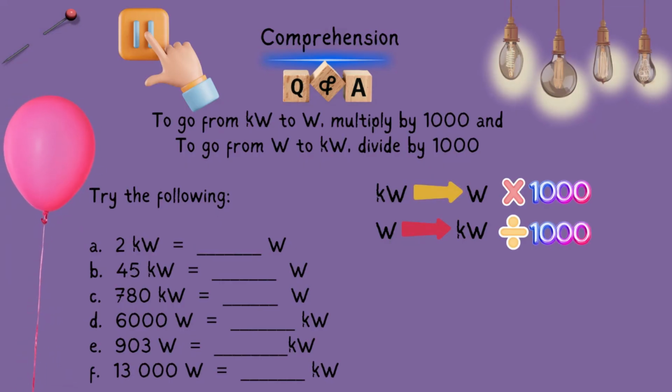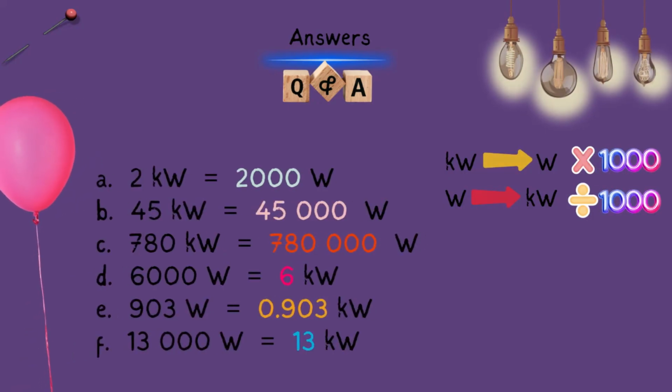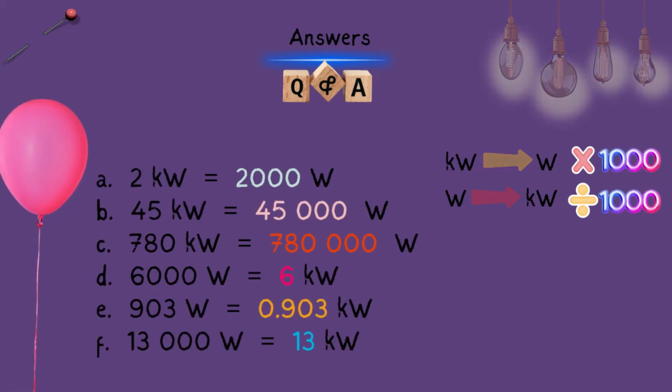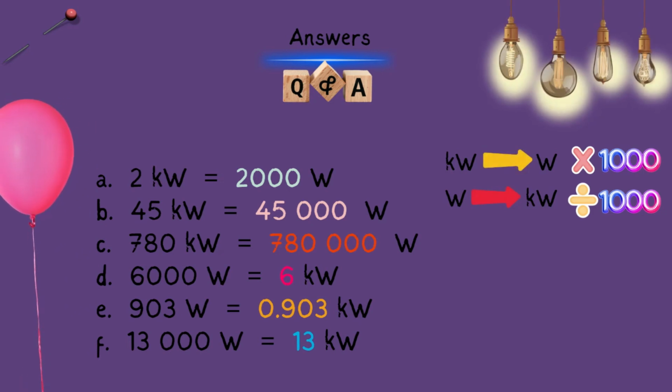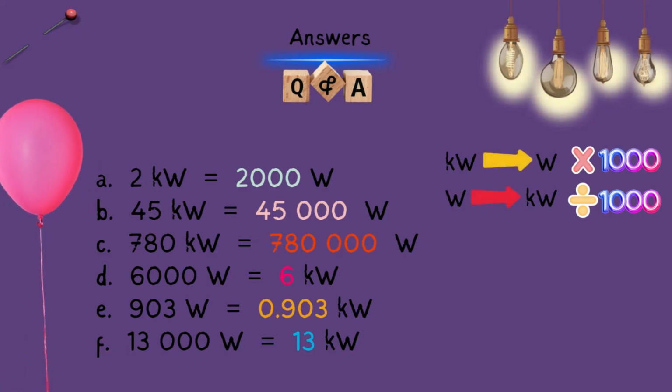Remember, to convert between kilowatts to watts, you have to multiply by 1,000, and to convert between watts to kilowatts, you need to divide by 1,000. So here's a little exercise of conversions. You may pause the video to answer these questions. Did you get 2,000 watts for A? Did you get 45,000 watts for B? 780,000 watts for C? 6 kilowatts for D, 0.903 kilowatts for E, and 13 kilowatts for F? Excellent if you did. Good job.